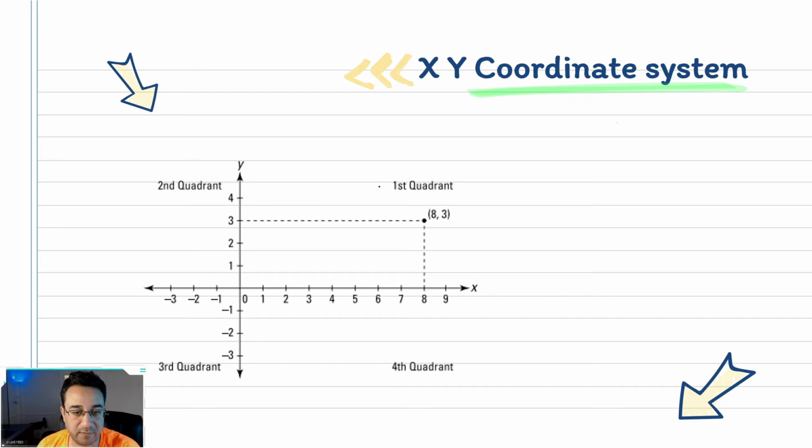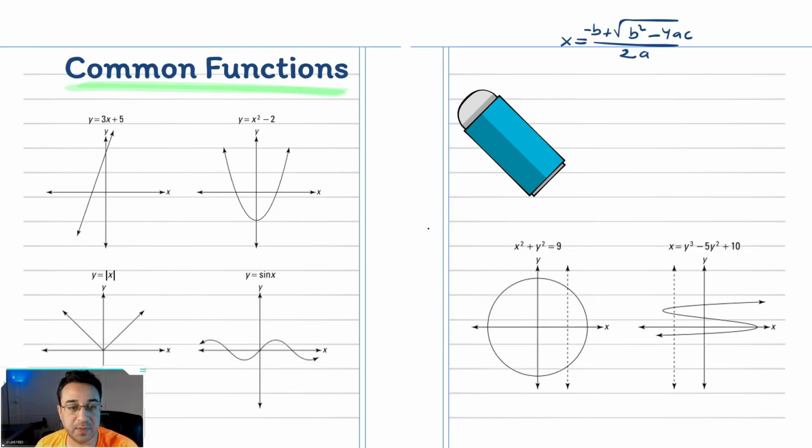And remember that we have 4 quadrants for the Cartesian. We have the first quadrant and the second quadrant here, the third quadrant in this area, and the fourth quadrant in this area. Then if you have a point on the Cartesian, you represent it through a point represented by x and y. So in this case, x is 8, y is 3. In this way you are declaring a point on the Cartesian or the xy coordinate system.